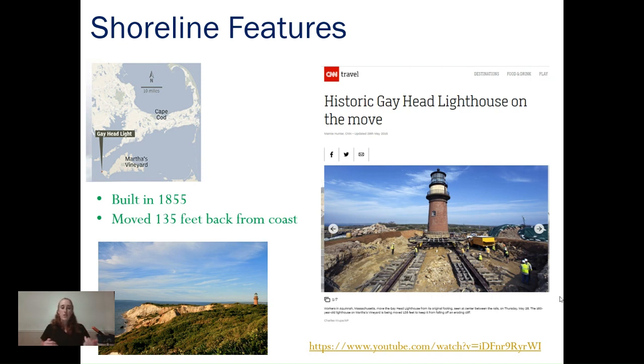That lighthouse was built in 1855. It had historical significance. Basically what they did is they put it up on a pulley system, or a rolling system. They made almost like railroad tracks. They hoisted up the lighthouse and then moved it back 135 feet from the edge of the coastline. So here's a picture of it after it was moved. That is one option people have to try to protect shorelines: they pay a lot of money to move it. If you want to watch a YouTube video about it, you could just look up Gay Head Lighthouse on YouTube, and you should be able to find a video of the engineering firm moving that lighthouse backwards.